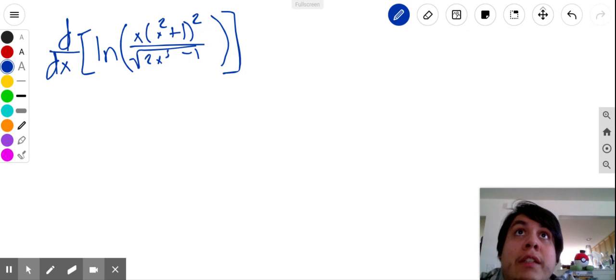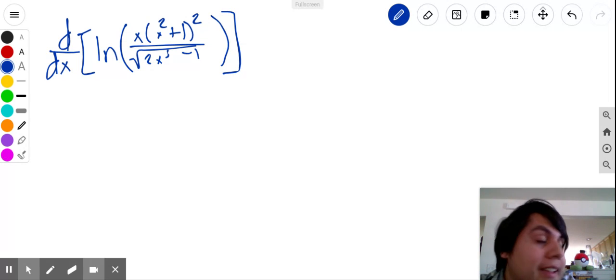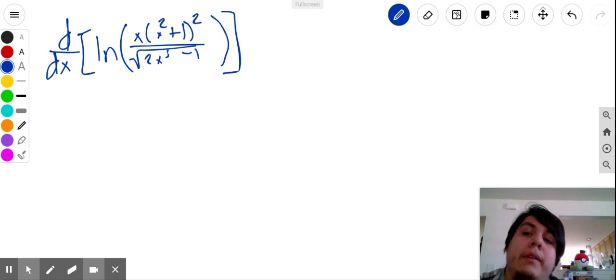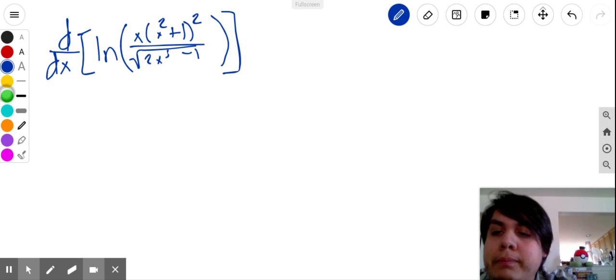This one screams chain rule right now. And there's a quotient, and there's a product, and there's a radical. But if we're clever and think about rewriting it, we can actually avoid all that. And here's how we would do that.